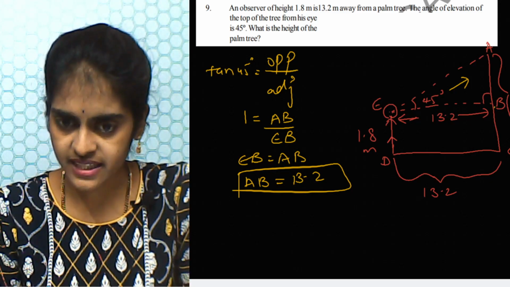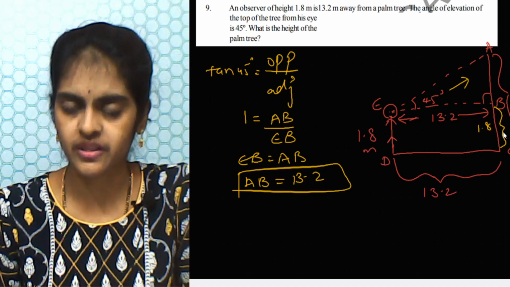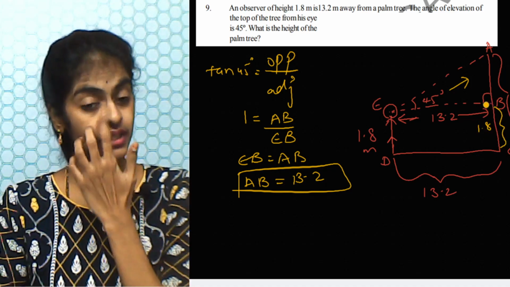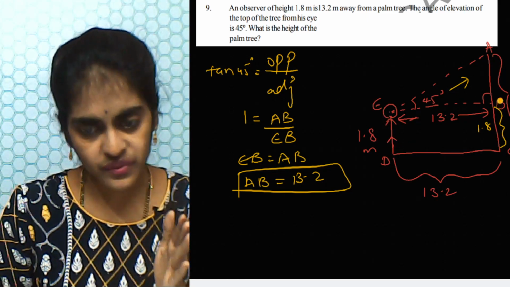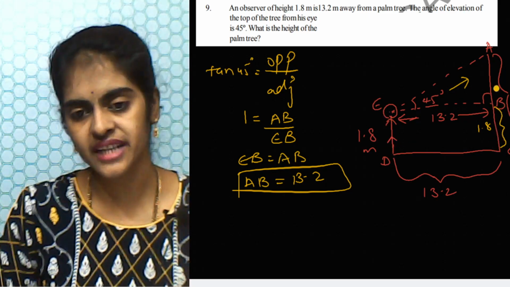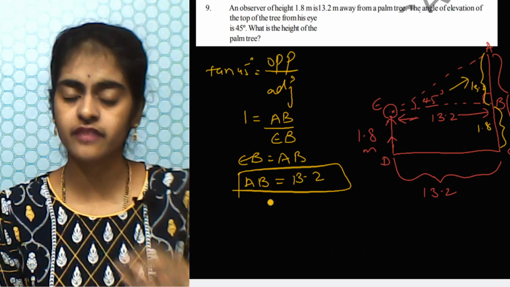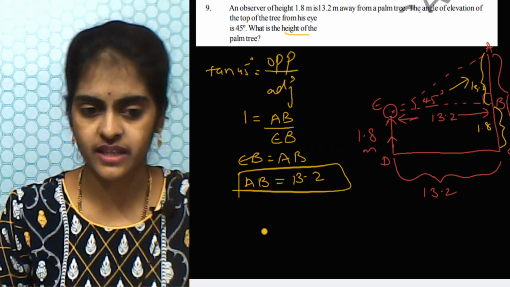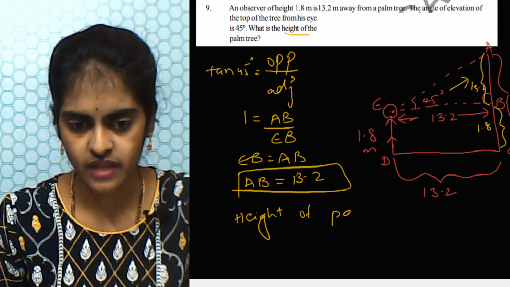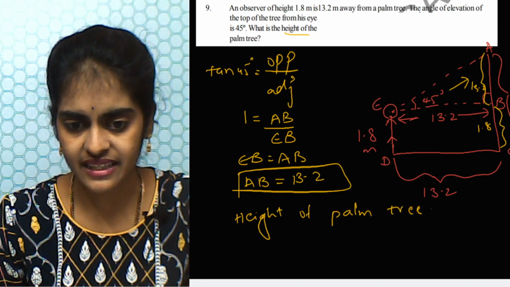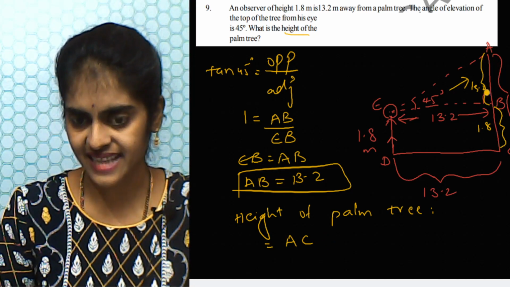Now BC, how much is this BC? This BC is nothing but 1.8. This BC is a horizontal line, so the height of the observer is equal to this BC. So this is 1.8 and AB you found as 13.2. We want the height of the palm tree. So the height of the palm tree is nothing but AC. The complete height is AC.